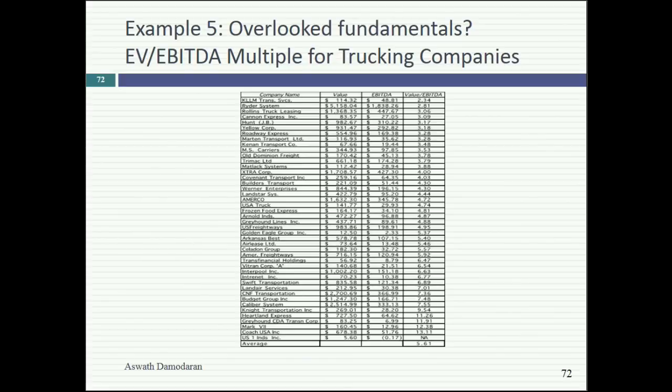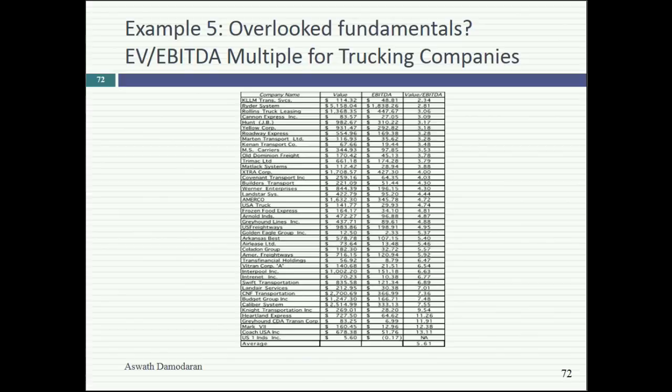Why do I like Ryder Systems? I'm a very simplistic analyst. I like Ryder Systems because it trades at 2.81 times EBITDA. Don't even try to read those numbers. They can blind you. 2.81 times EBITDA, which is half the enterprise value to EBITDA multiple of the sector. The sector trades at 5.6 times EBITDA. I say, buy Ryder Systems. It's cheap. It's trading at 2.8 times EBITDA.